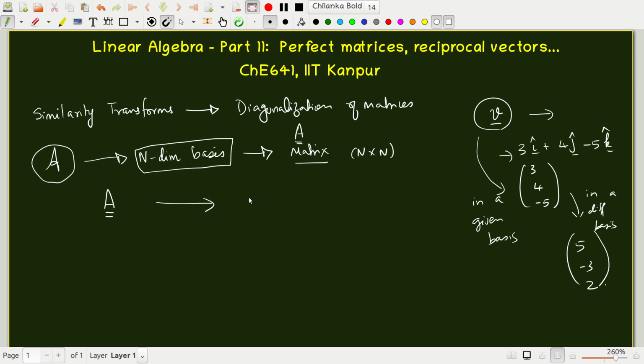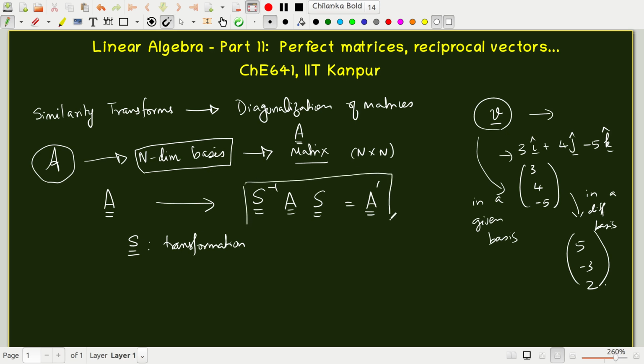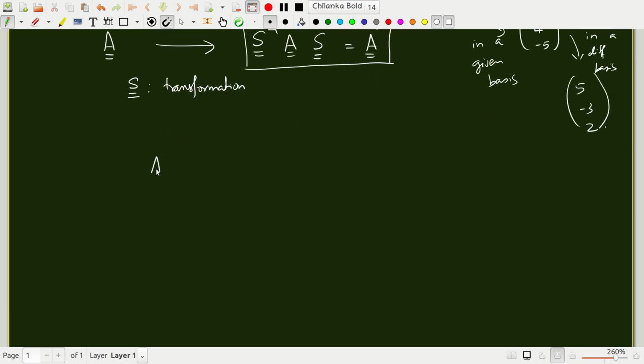If I change basis, then S inverse A S is A prime, where S is the transformation matrix. It contains the information about how the basis vectors in the new basis are related to the basis vectors in the old basis. This is something that we saw in the last lecture. So if I change the basis, a linear operator transforms in this fashion, and such a transformation is called a similarity transformation. So in general, A prime, the transformed matrix, is S inverse A S.